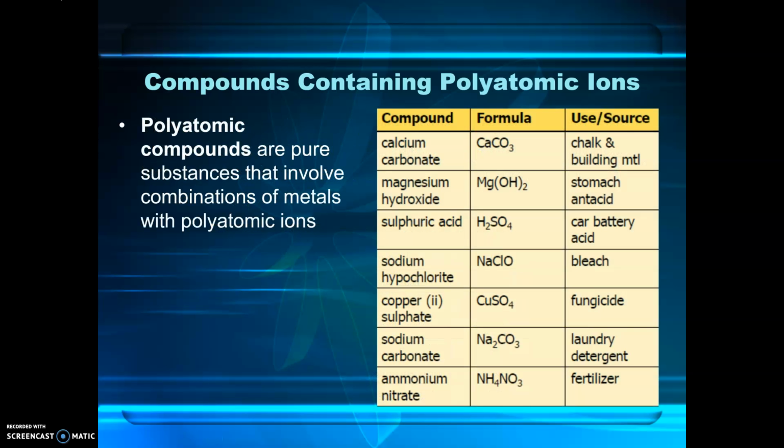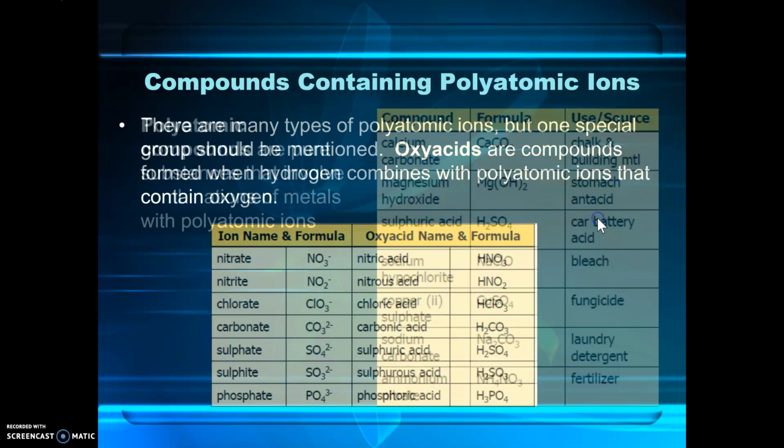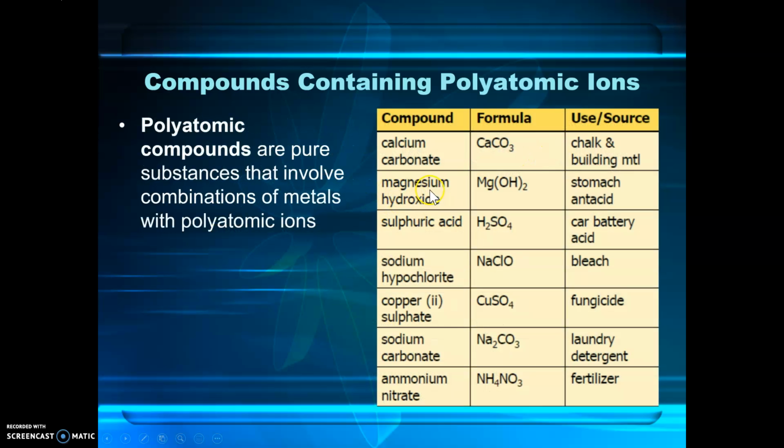So, some polyatomic compounds. What they are are pure substances that involve combinations of metals with polyatomic ions. For example, here we have calcium carbonate, and that's found in chalk and building materials. You can see here's calcium, and this is the carbonate polyatomic ion. Then we have magnesium hydroxide. Here's our metal, magnesium. This is the hydroxide ion that it is attached to.